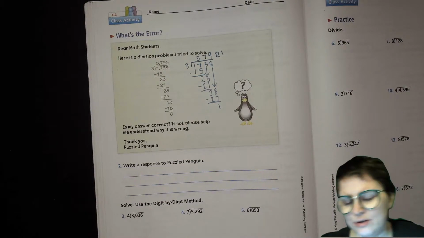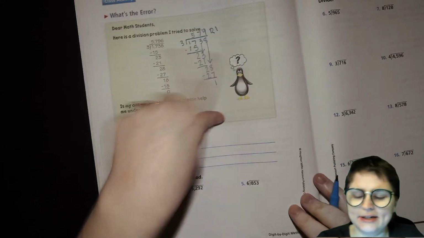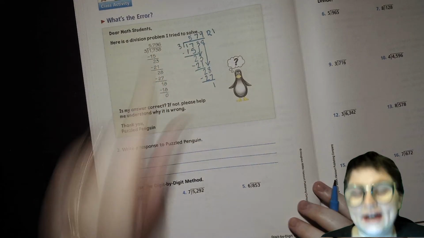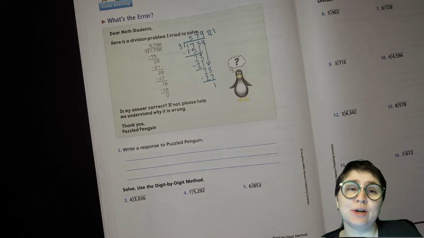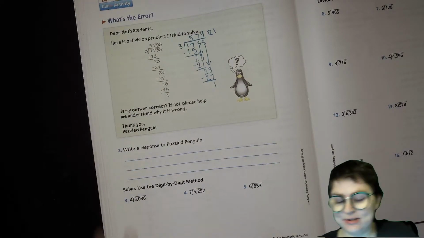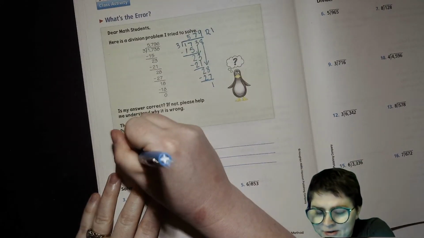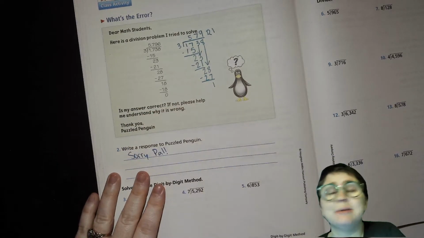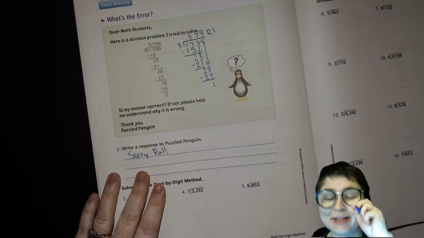Okay. So what did he do wrong? He put the 5 in the thousands place when it should have gone where? In the hundreds place, right? Sorry, pal. Always want to be nice when you're correcting somebody. Don't be a jerk about it.